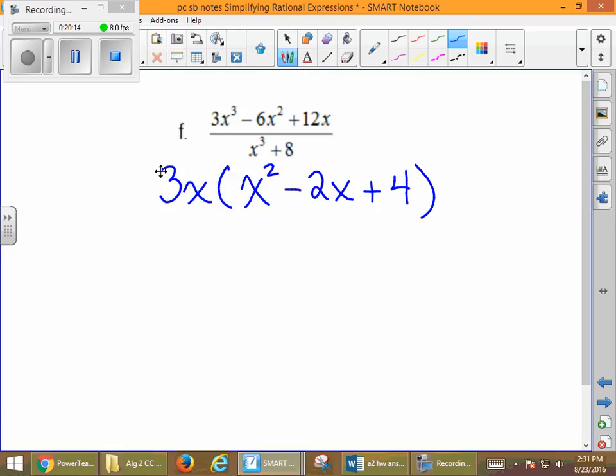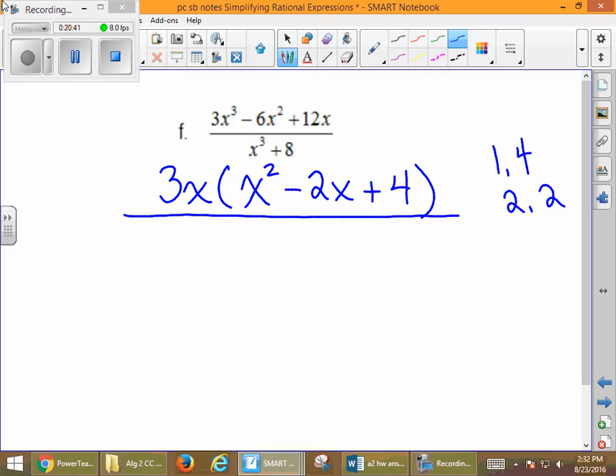But then as we look a little bit closer, we go, oh, no, we can't. The factors of 4 are 1 times 4 and 2 times 2. And there is no way that we can get 2 when we either add or subtract the numbers 1 and 4, or add and subtract the numbers 2 and 2. So we are done factoring the numerator, so we need to factor the denominator.